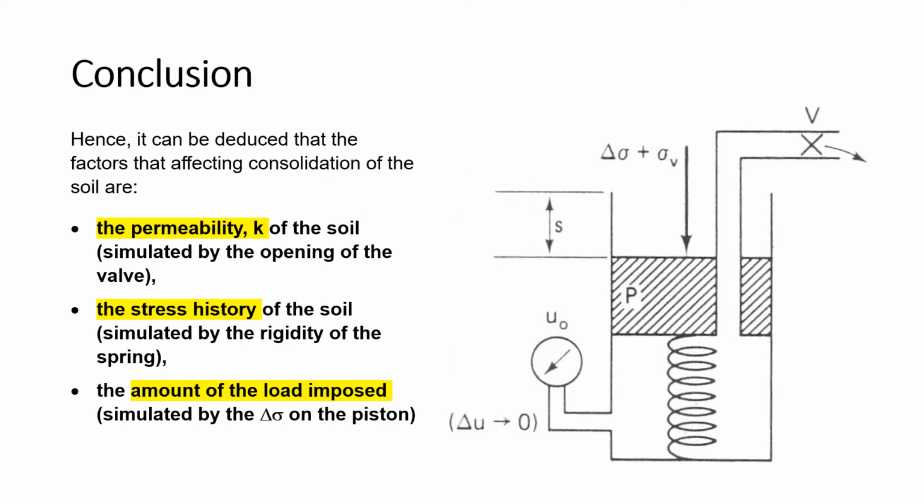Hence, for the conclusion, it can be deduced that the factors affecting consolidation based on spring analogy model are three. The first one is the permeability, or k, of the soil, which is simulated by the opening of the valve. The second one is the stress history of the soil, simulated by the rigidity of the spring. The last one is the amount of load imposed, simulated by the delta stress on the piston.